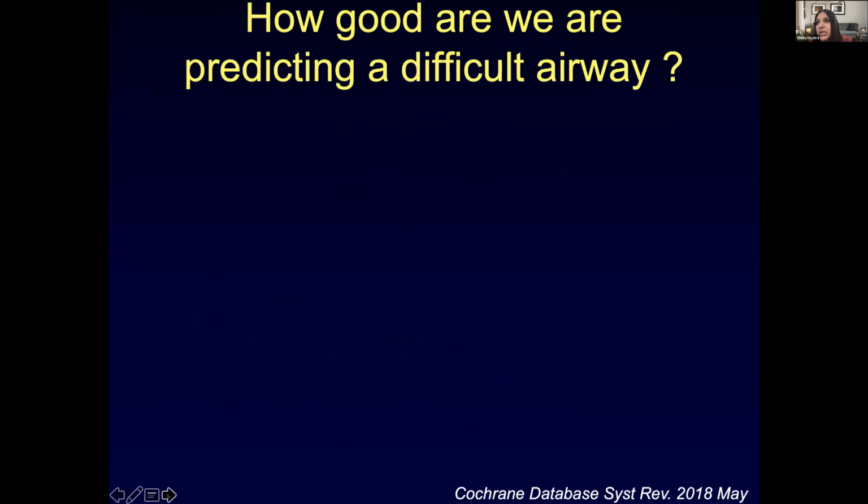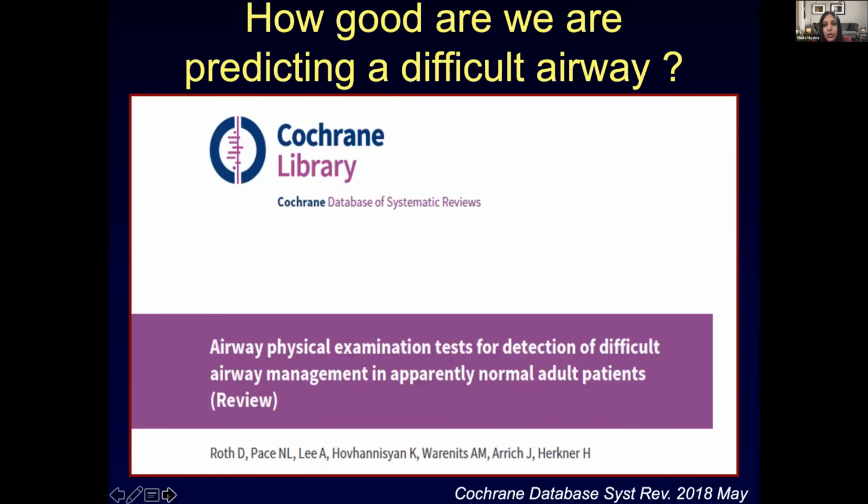It is very important that if we could predict a difficult airway, we would be really well prepared and would avoid trouble with that airway. So let's see how good we are at predicting a difficult airway. Are we good at that?